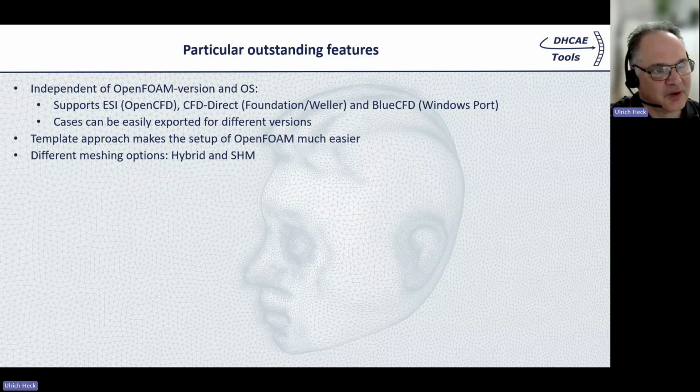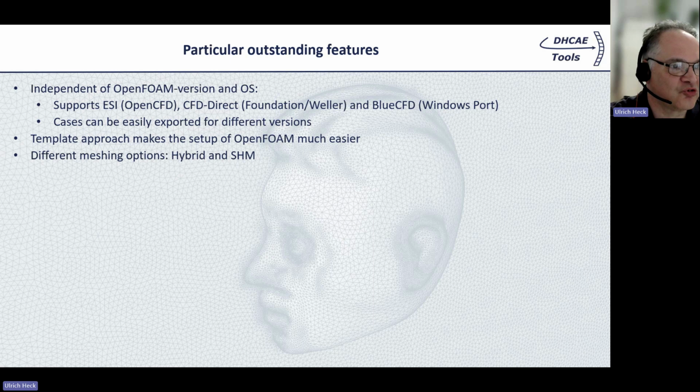So, for example, in the last Foundation versions, settings for rotating applications became very strong. You can do, for example, sliding mesh applications with the Foundation versions, or on the other side, if you would like to use the isoAdvector method in the ESI versions, you can easily set this up for the ESI versions. On the other side, you can easily export this for different versions and also switch, for example, from a small machine to a cluster or to the cloud as well.